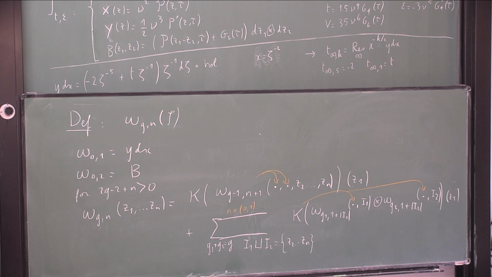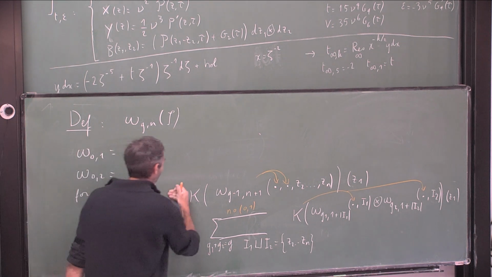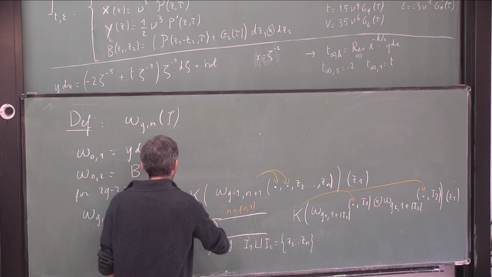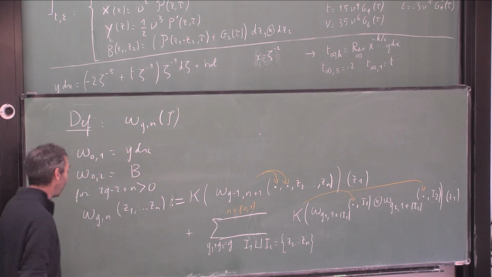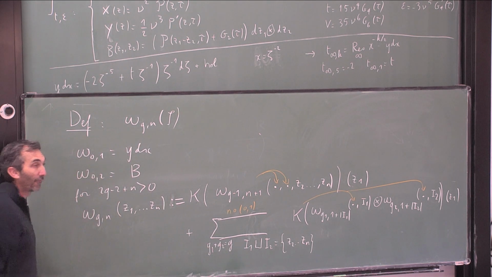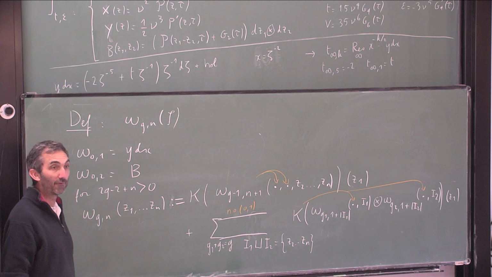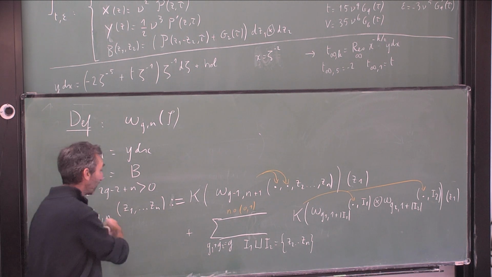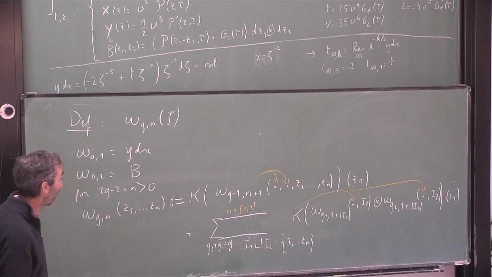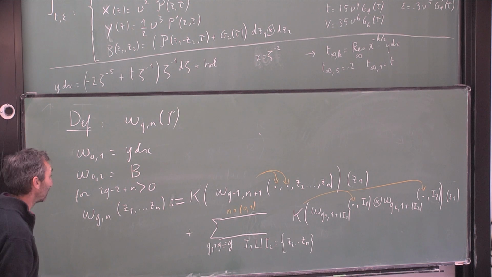However, there is something a little bit strange in this way of writing. So this is the definition. And you can check that indeed, if you have only omega 01 and omega 02 at the beginning, with this definition, you can compute every omega gn recursively. In fact, you need 2g minus 2 plus n steps to get omega gn. But there is one thing which is strange in this definition.